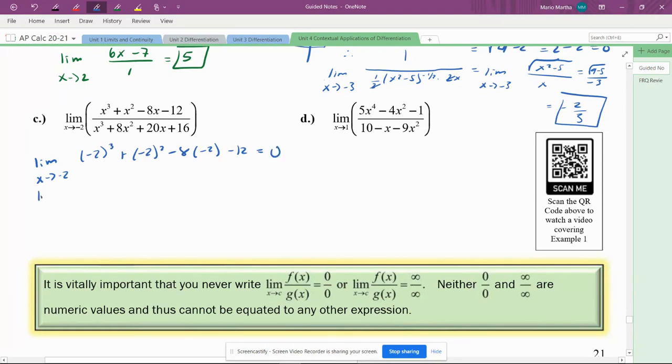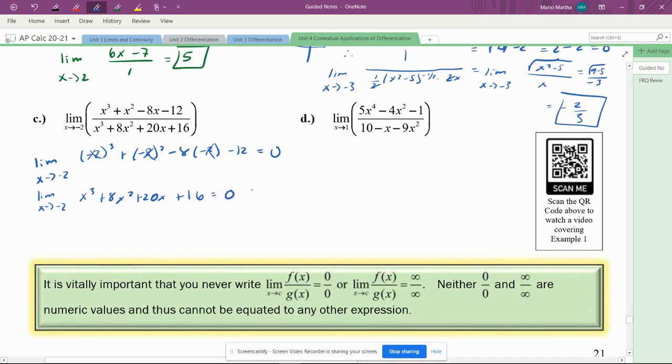And then do the same thing. So the limit as x approaches negative 2 of the denominator, which is x cubed plus 8x squared plus 20x plus 16. I should have used x's up here on top as well, my bad. So that's x cubed plus 8x squared plus 20x plus 16. And again, if you do the substitution, you end up with 0.